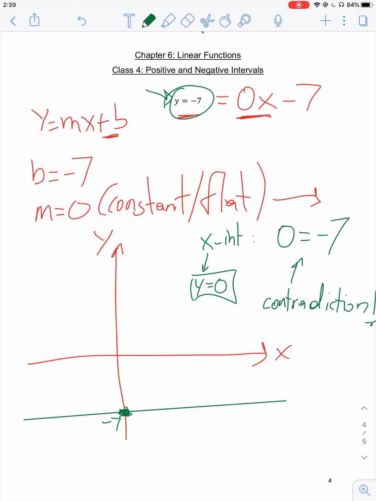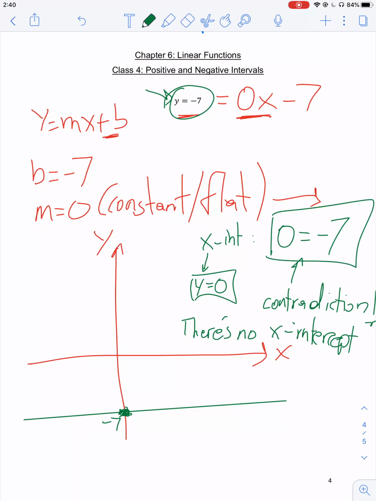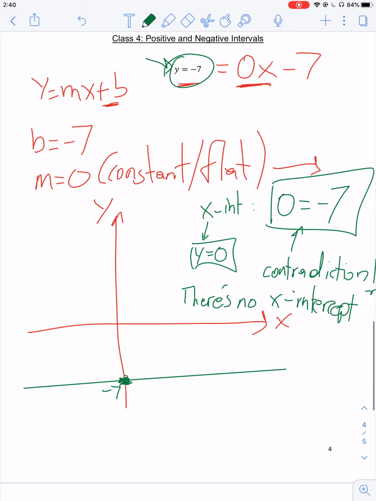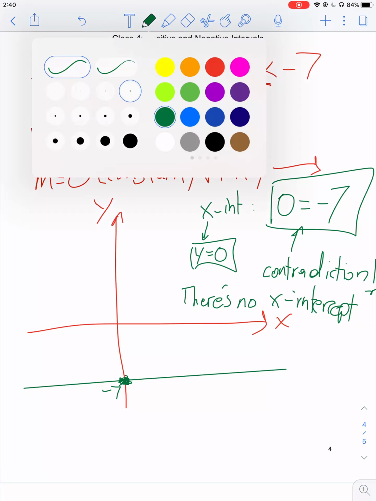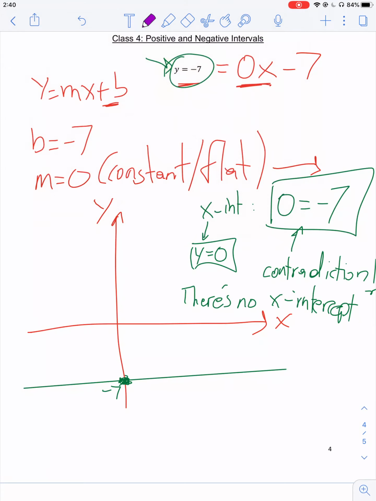So there is no x-intercept, because you have this contradiction over here. And graphically, you can see why there is no x-intercept. Because there's no x-intercept, that means my function will either always be positive or it will always be negative. So let's think about it.